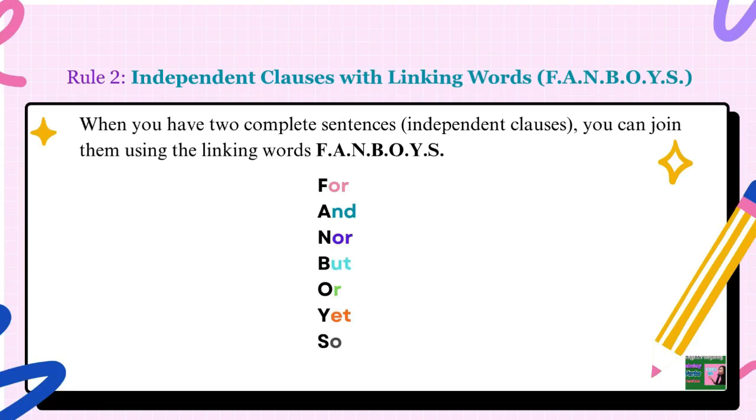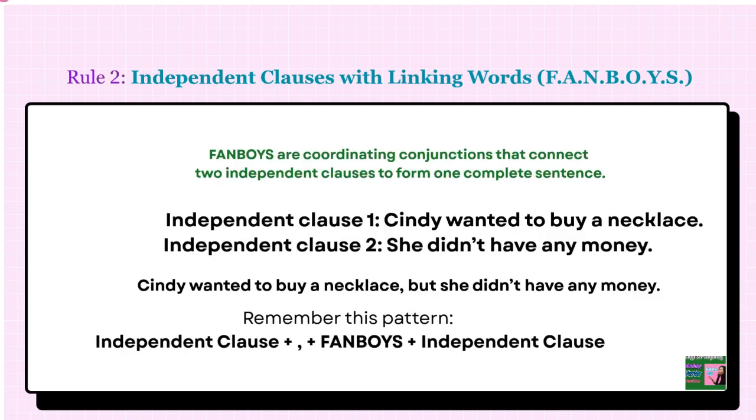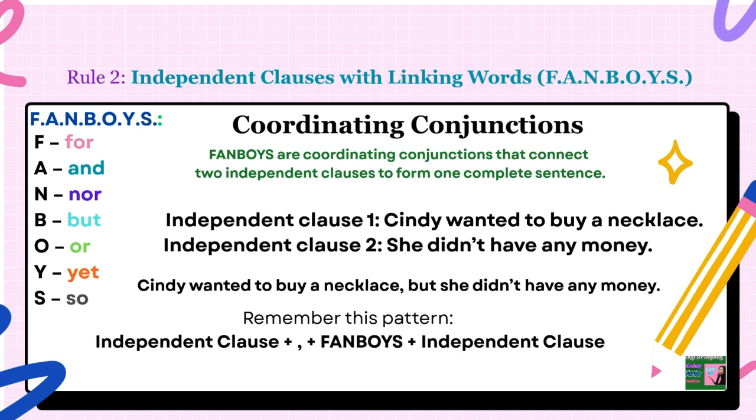Now, let's move on to rule number 2. Independent clauses with linking words using FANBOYS. When you have two complete sentences or two independent clauses, you can join them using the linking words FANBOYS. Do you know what FANBOYS stands for? It's an easy way to remember these conjunctions: for, and, nor, but, or, yet, so. FANBOYS are what we call coordinating conjunctions.